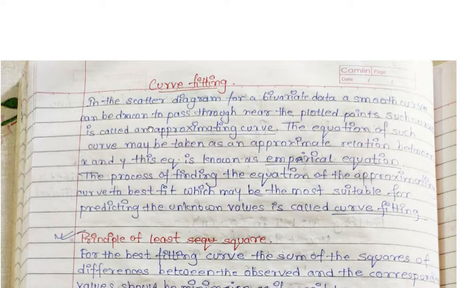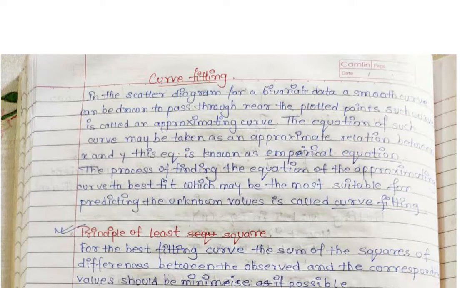So here I have discussed what curve fitting is. In the scatter diagram for bivariate data, whenever we draw a smooth curve which passes through the maximum points of the plotted points, that is known as the approximating curve. The equation of such a curve may be taken as an approximate relation between x and y, which is known as the empirical equation. Because we do not know the exact relation between the bivariate data, but from the curve we can get an approximate idea about the relation. That is nothing but an equation which is known as the empirical equation. Now, to fit any curve on this data is known as curve fitting.